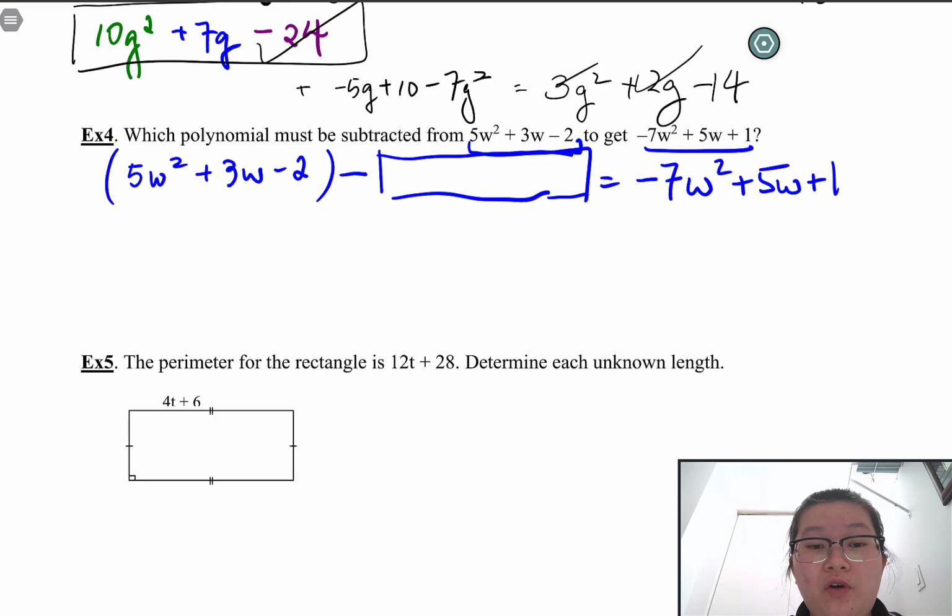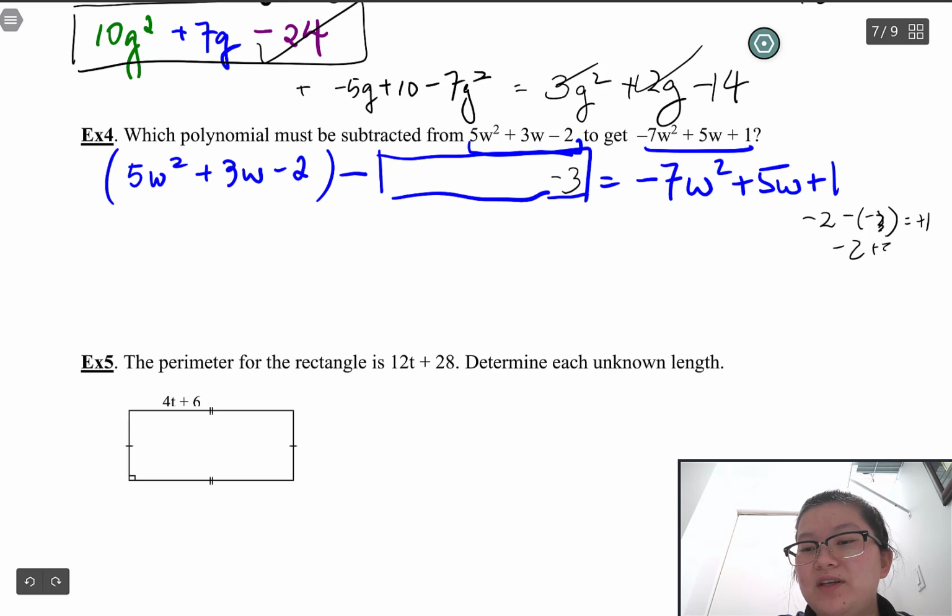You could try to brute force it. You could say, well, I have minus 2. If I have to subtract something to give me plus 1, working backwards, if I subtract a negative number, I'm going to get a positive number. And I have to subtract negative 3 to do that, because negative 2 minus negative 3 is going to give me plus 1, because that's minus 2 plus 3, essentially. So you could brute force it that way.